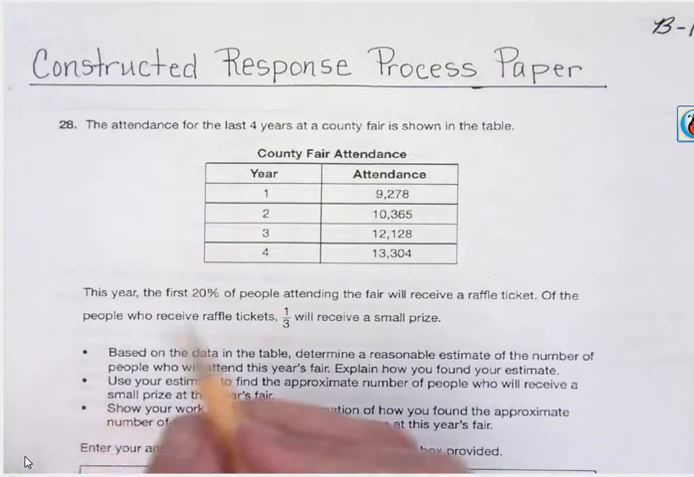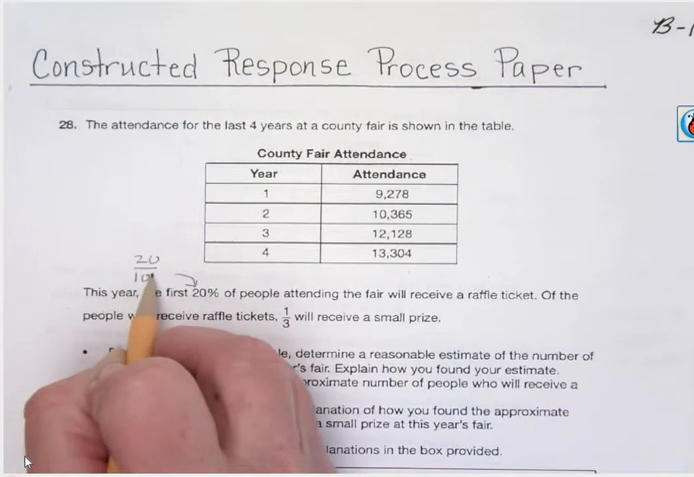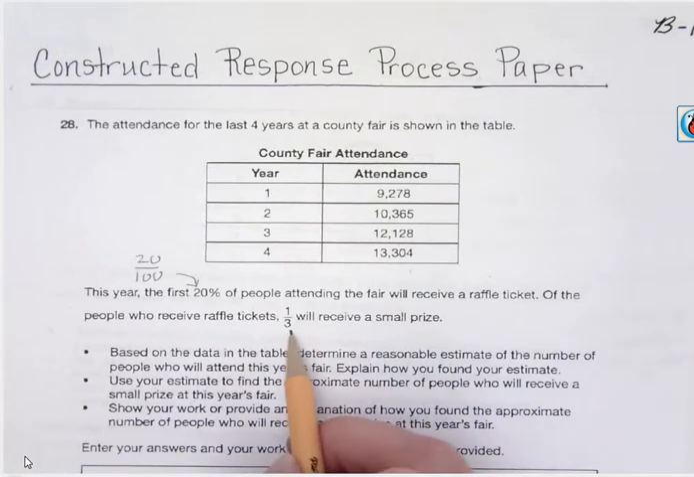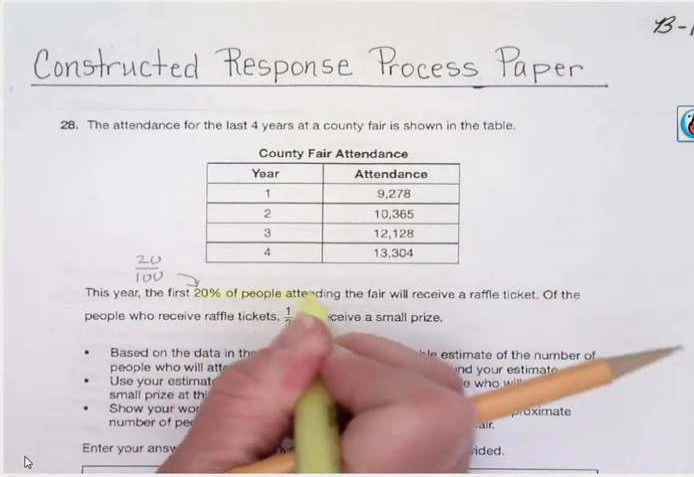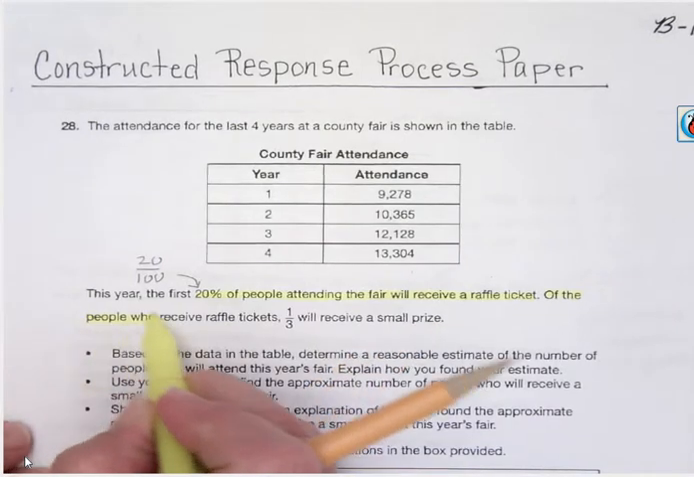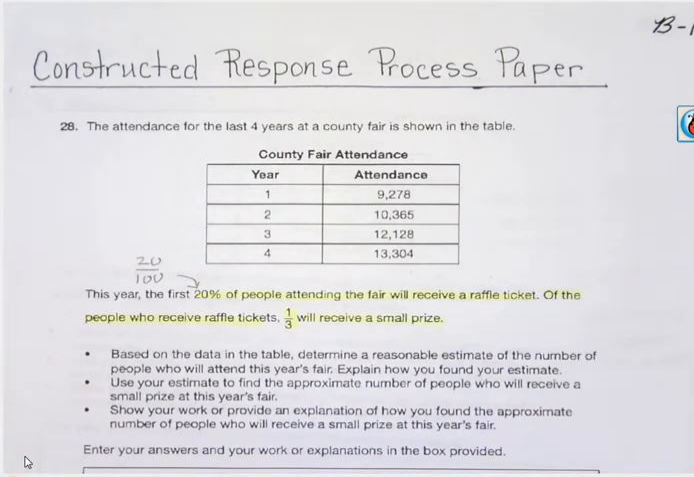This year, the first 20% of people attending the fair will receive a raffle ticket. Of the people who receive raffle tickets, 1/3 will receive a small prize. So we have 20% of the people attending the fair get a raffle ticket. Of the people who receive a raffle ticket, 1/3 will receive a small prize. Based on the data in the table, determine a reasonable estimate of the number of people who will attend this year's fair. Explain how you found your answer.